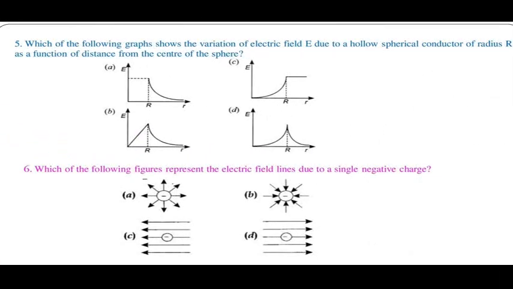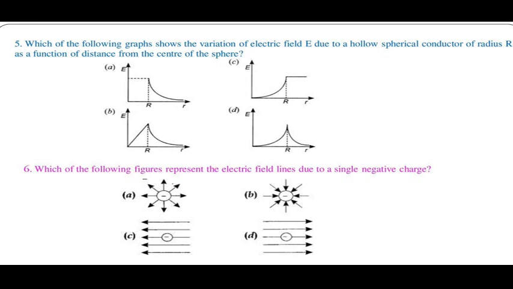Question number 5. Which of the following graphs shows the variation of electric field due to a hollow spherical conductor of radius r as a function of distance from the center of the sphere? Image A. Within the hollow spherical conductor, electric field is 0, and outside the spherical conductor, electric field falls with the distance from the center of the sphere.